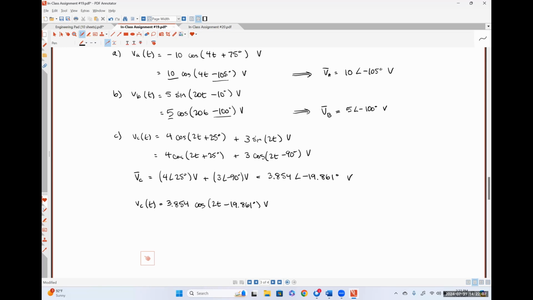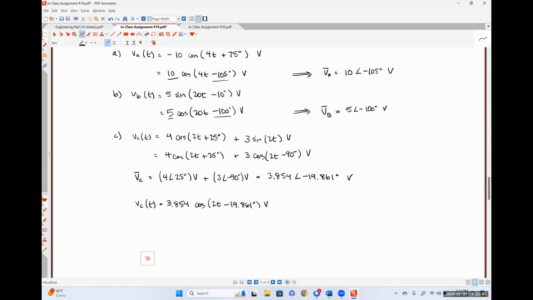So before we move on from phasors, does anybody have any questions about this? So if you're not given the angular frequency, and let's say you're just given that 3.854 angle negative 19.861, can you convert back, or you have to be given the angular frequency? You absolutely have to know the angular frequency in order to convert back into the time domain. That is a very, very good question.